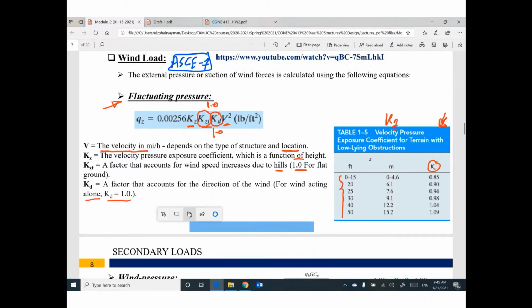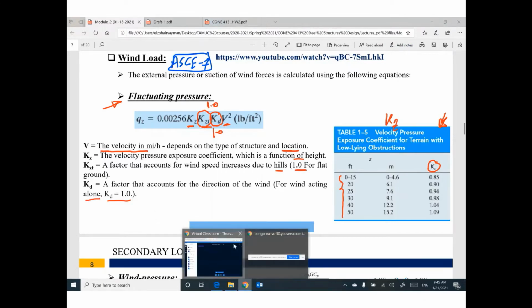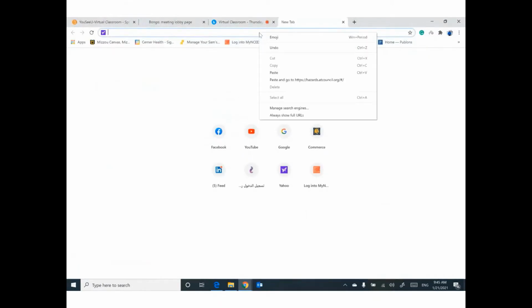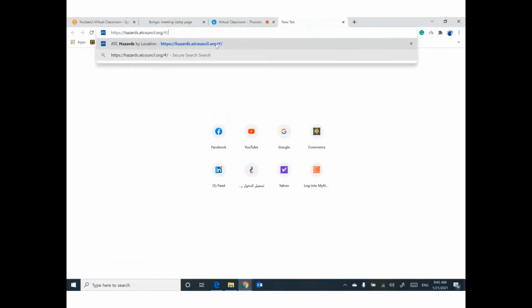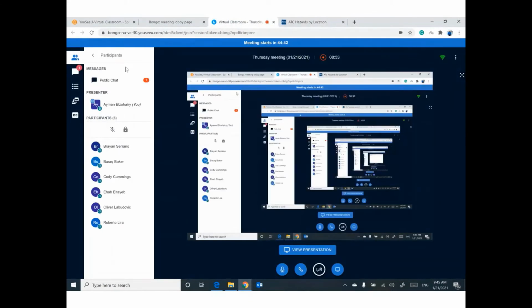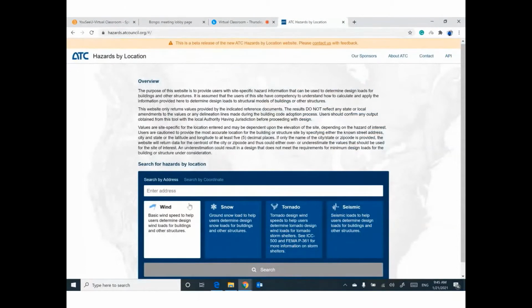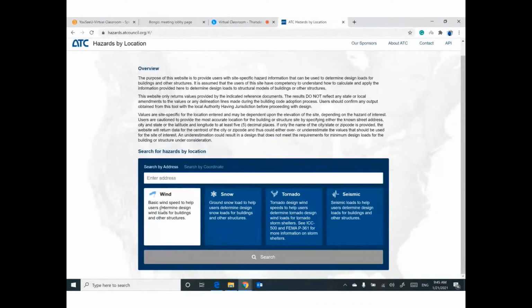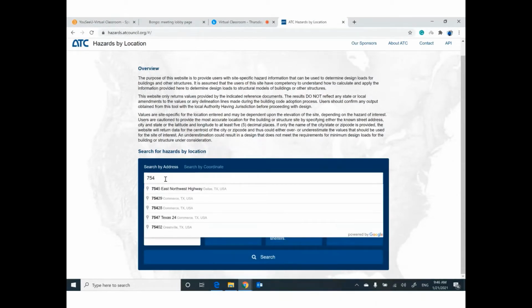If you open it for wind, put your address. I'm going to put Commerce, probably 75428.